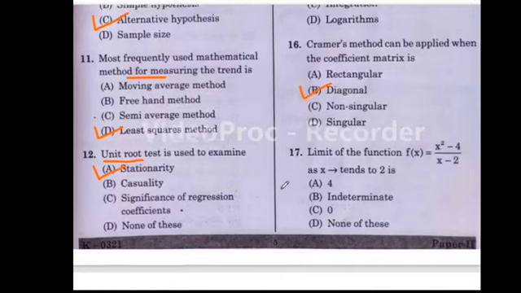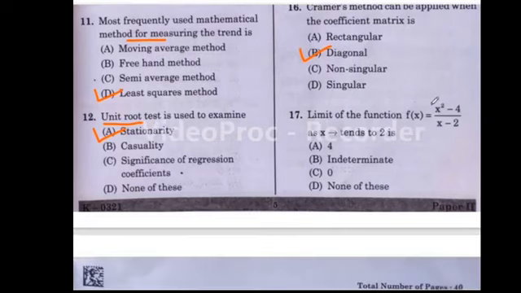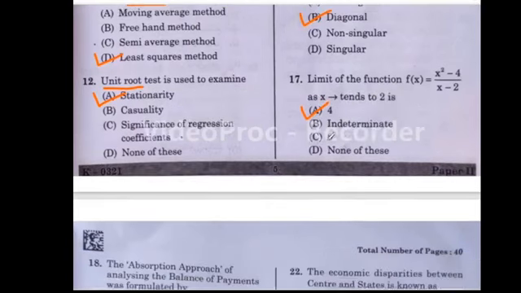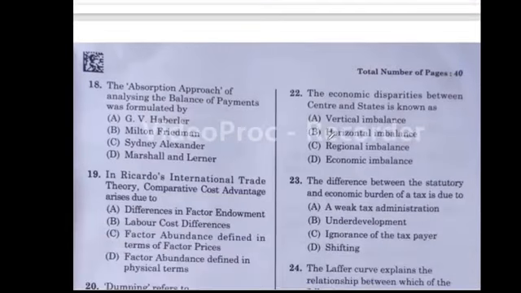Question number 17: Limit of the function f(x) = (x^2 - 4)/(x - 2) as x tends to 2 is option A 4, option B indeterminate, option C 0, option D none of the above. Yes, here the right answer is the limit will be 4. Yes, I have solved this question. This is the correct answer, A is 4. Then question number 18.